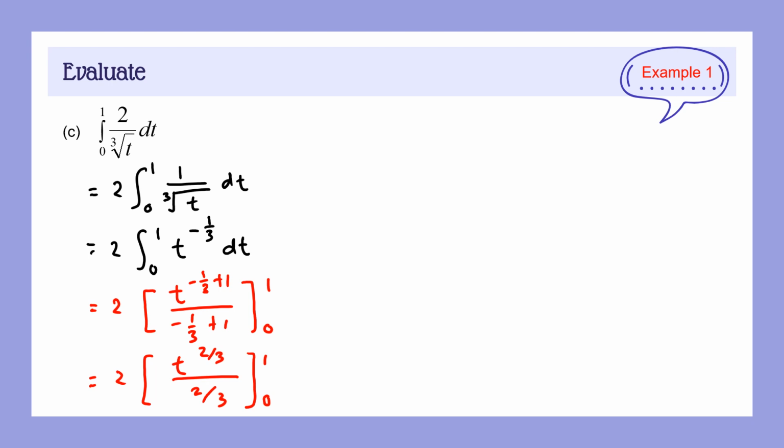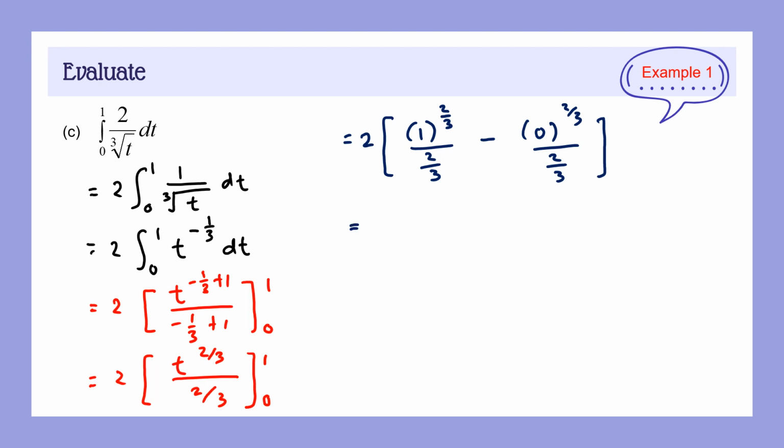After that, we substitute the upper limit minus the lower limit. So then we get 2, 1 to the power of 2 over 3 over 2 over 3 minus 0 to the power of 2 over 3 over 2 over 3. Then we calculate by using calculator. Finally, we get the answer is 3.